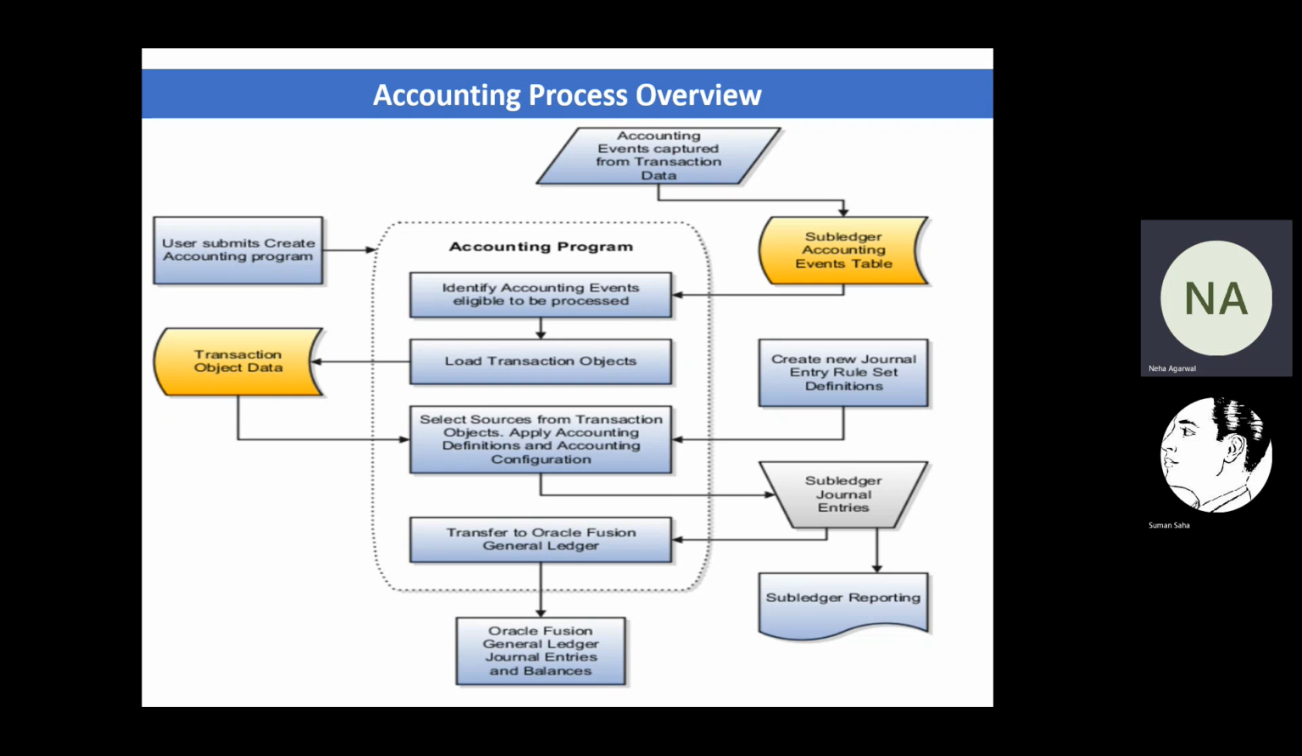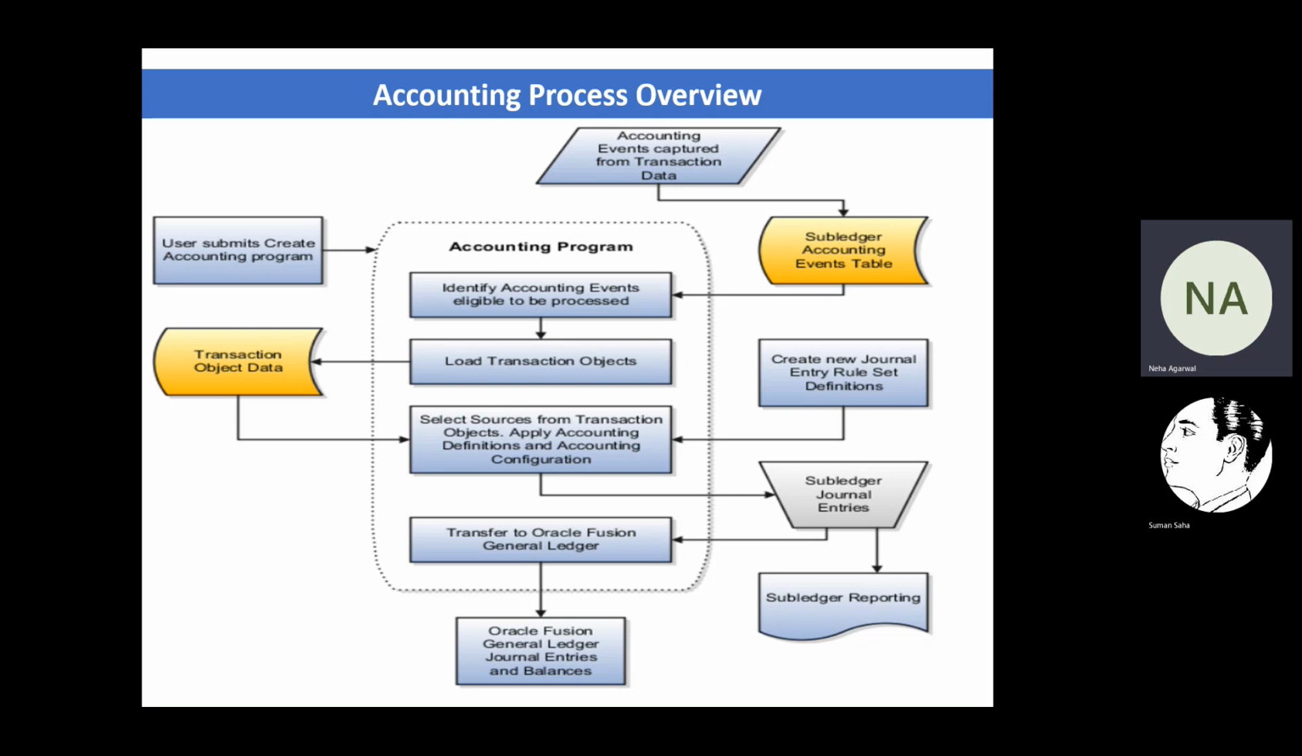When the transactions are committed in subledger, accounting events are captured and stored in subledger accounting. The create accounting program identifies all accounting events eligible to be processed. So for each of these events, the transaction objects process provides the create accounting program with transaction object data or the source information. And this is the whole contextual data of the transaction, that is amounts, accounting dates, etc.